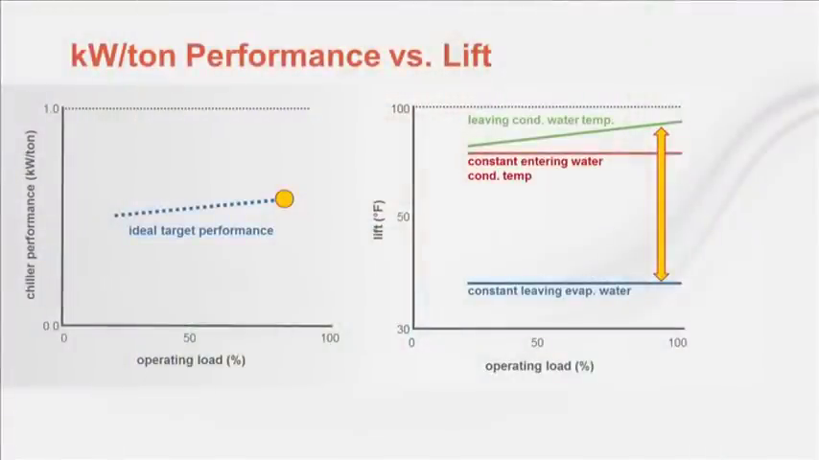So let's see what the unit performance target looks like for a constant entering condenser water temperature of 85 degrees. Looking at this graphic, we can see that even though the inlet condenser water temperature is constant, the leaving condenser water temperature is reduced as the chiller load is reduced given a constant condenser water flow rate. Therefore, the lift term goes down slightly as the operating load or tons goes down. Because of the reduced lift, the kW per ton target performance improves.